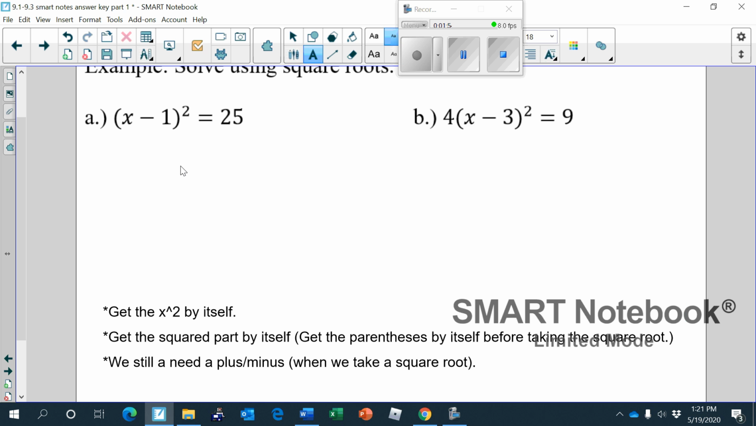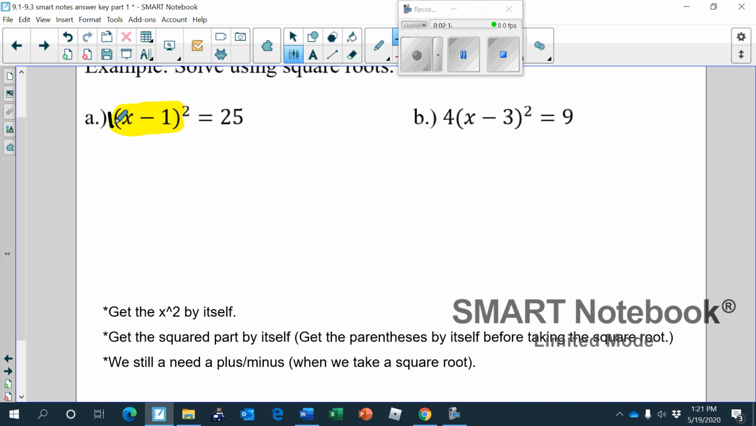So let's head up here, okay? So is my squared part by itself? Yeah, it is, because why? Nothing's outside of the parentheses besides the squared, right? The parentheses are totally by itself. There's no plus over here. There's no number in front. We're good. So at this point, we can actually take the square root of both sides.